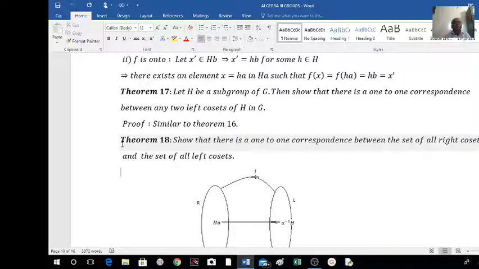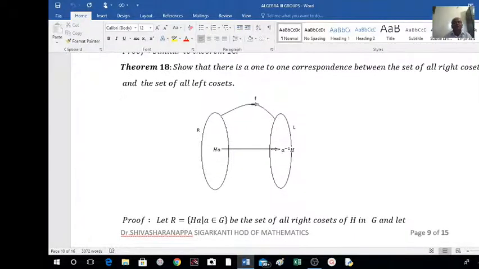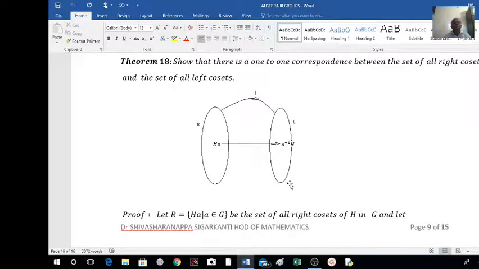In this video we try to prove some more results on group theory. This is one theorem. Show that there is a one-to-one correspondence between the set of all right cosets and the set of all left cosets. Let G be a group and H be a subgroup of G.